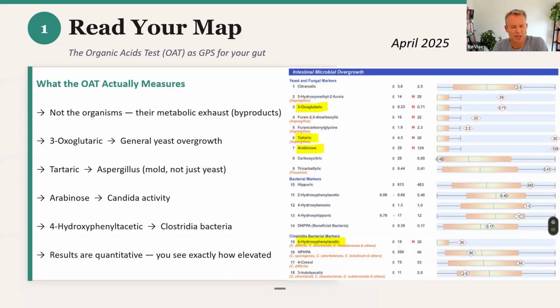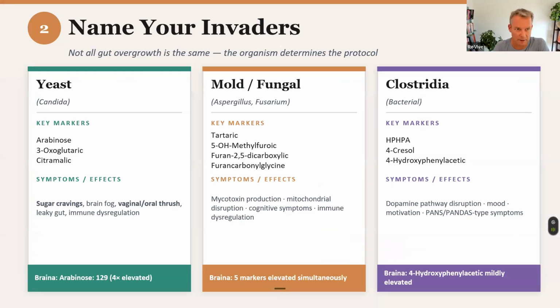So I'll just say there's a lot of generalized gut protocols out there. Oftentimes they'll work. Oftentimes they're enough. If you don't know any better, if you don't have something like RoVive Guide, it can be a good place to start. But the more data we have, the more effective we will be. So name your invaders. I mentioned Aspergillus is a mold. It specifically produces aflatoxins and ochratoxins.